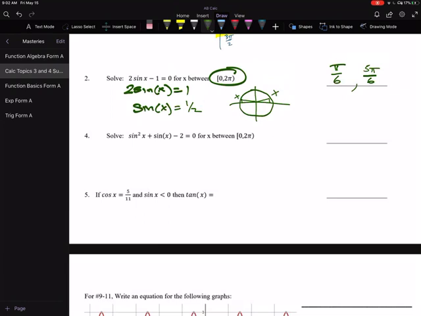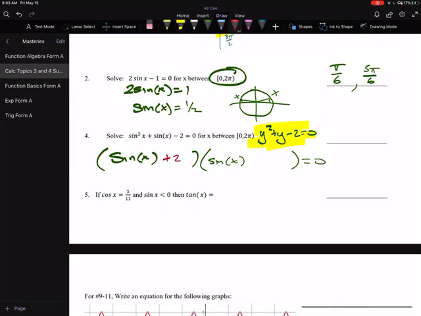Okay, the next one. Sine squared of x plus sine of x minus 2 equals 0. Well, if I'm trying to solve this one, it kind of looks like a quadratic. It resembles y squared plus y minus 2 equals 0. So what I'm going to do is treat it like a quadratic. Something I would do right here is I would factor. So I would take out a sine of x and something, and a sine of x and something equals 0. So then if I actually analyzed this equation, what multiplies to negative 2 but adds to 1? Well, that'll be positive 2 and negative 1. So I'm going to put plus 2 and minus 1.